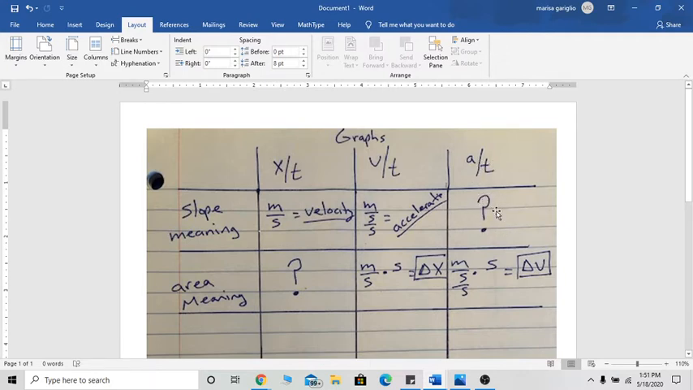If you're in calculus, there's a specific term they use for this. And you guys probably already seen this, but most of you probably haven't. There's only a couple of you that were in calculus. The area meaning. So of an XT graph, the area underneath that line, we don't know what that meaning is, if there is one.